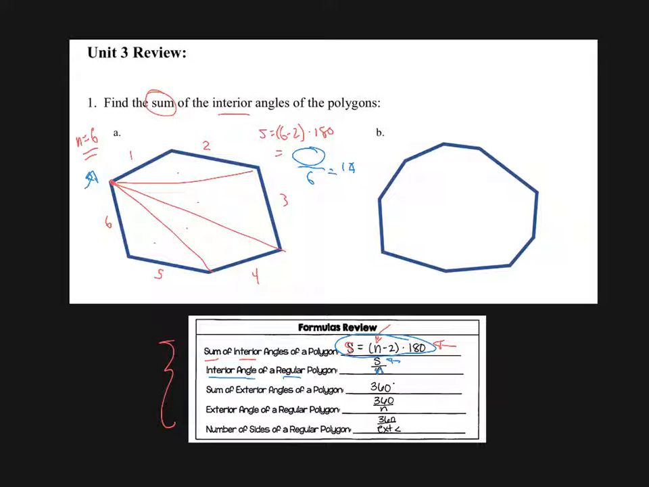Then you have the sum of all exterior angles of any polygon is simply just 360. If you have a regular polygon where all the angles and sides are the same, and you want to know the measure of one exterior angle, well then just take 360 divided by the number of sides. And of course, if you want the number of sides of a regular polygon, you take 360 and you divide it by one of the exterior angles, and you would get the number of sides. All right, let's move on.